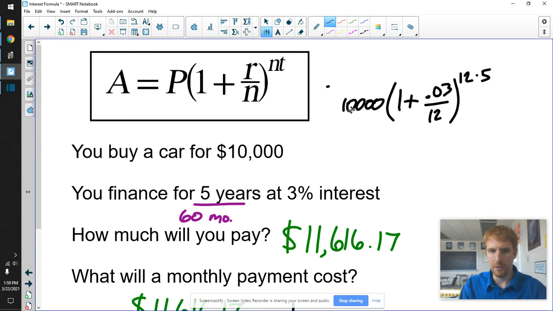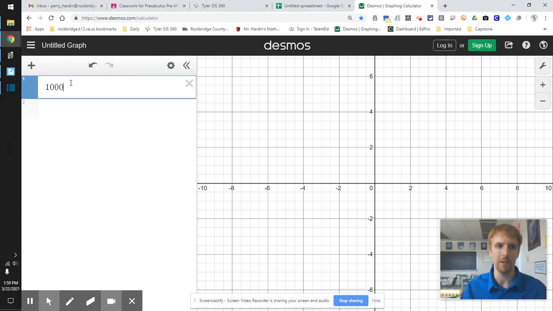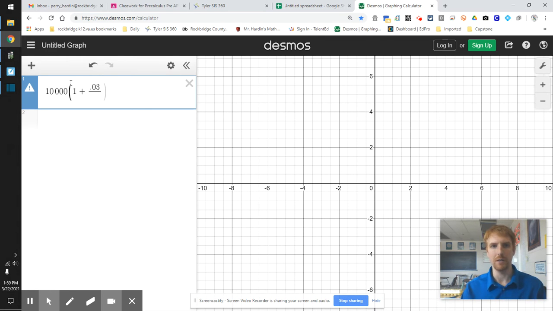So here's what we're getting in here: 10,000 times (1 plus 0.03 over 12) to the 12 times 5. We need it to look just like this. Now, Desmos is pretty good about converting your typing into math. So 10,000 parentheses 1 plus 0.03. When I hit divide, it knows to go ahead and make that a fraction. And I've got the parenthesis kind of already here. It's kind of shadowed in. So I'm going to move the right arrow until it goes past there, and it'll go ahead and put it in for me. Or you can type it if you feel better doing that.